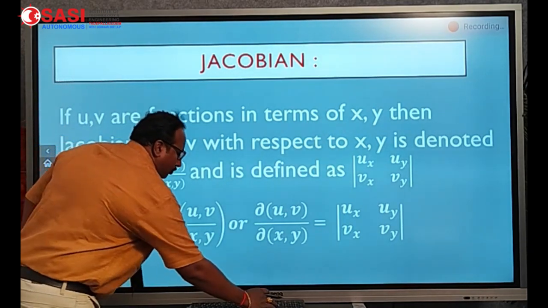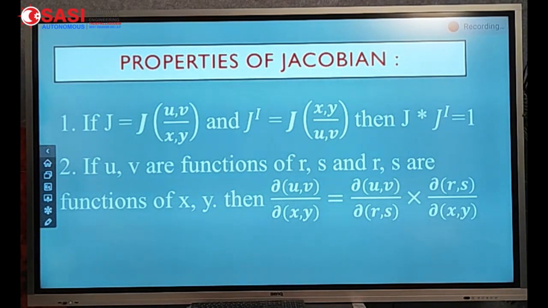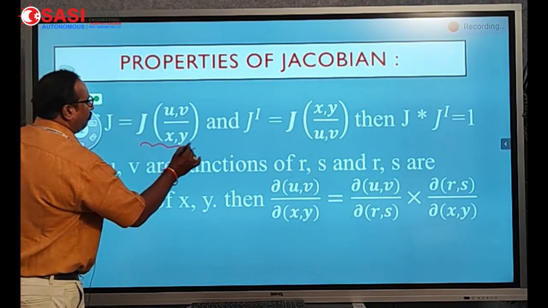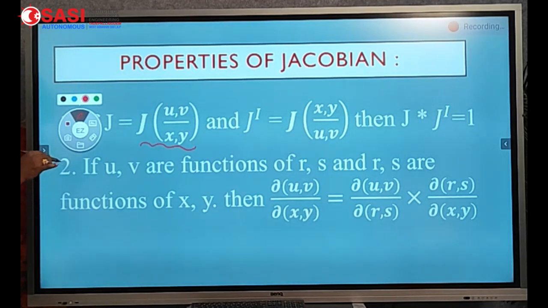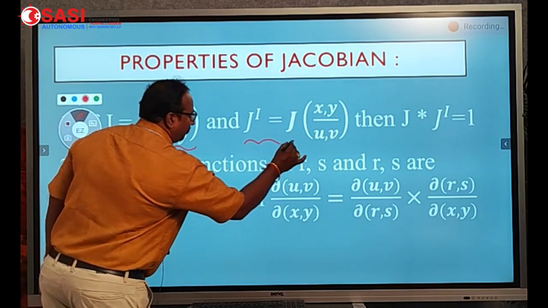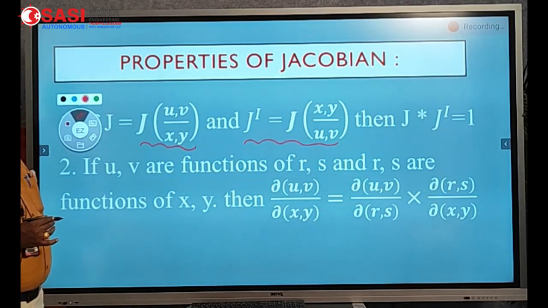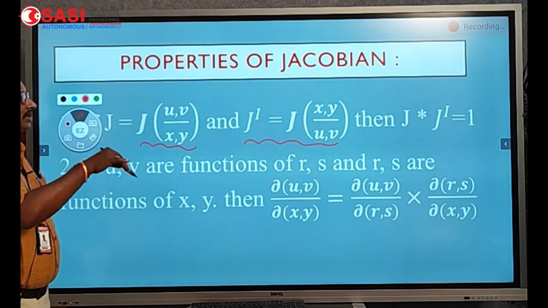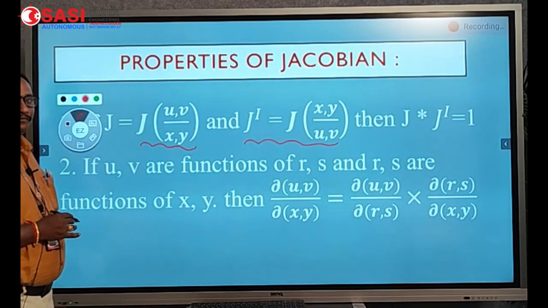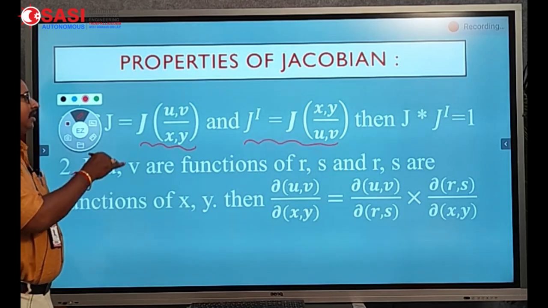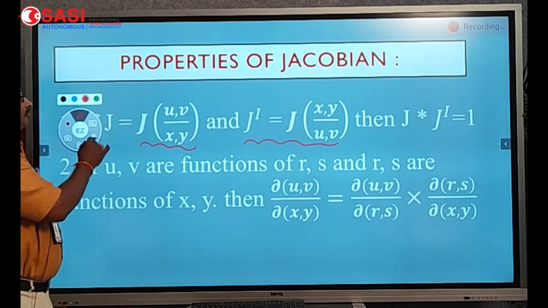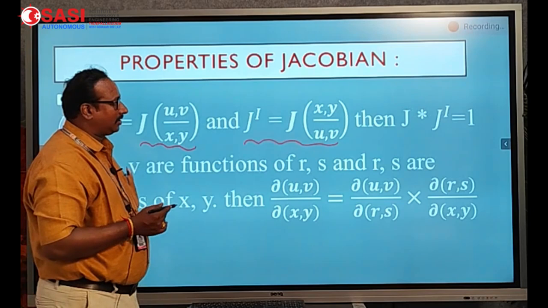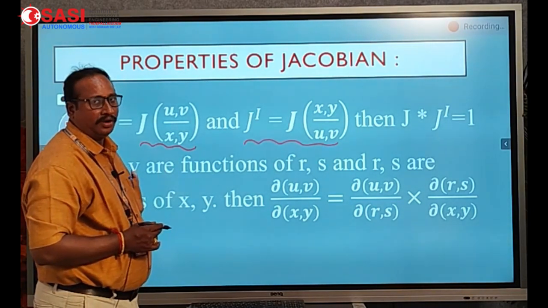Now coming to the properties of Jacobian. We have two properties. First one: if J equals J of u, v by x, y, which means the Jacobian of u, v with respect to x, y, and J dash is the Jacobian of x, y by u, v, where the functions x, y should be in terms of u, v. When their product is calculated, the product is 1, J into J dash equals 1. So this is the first property.